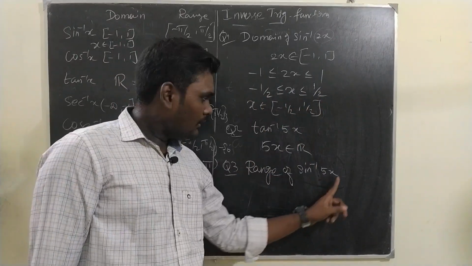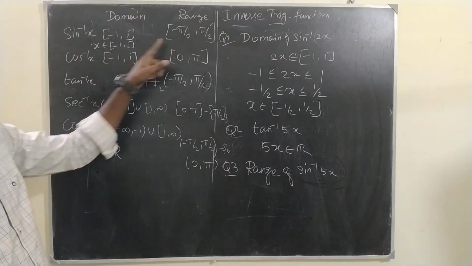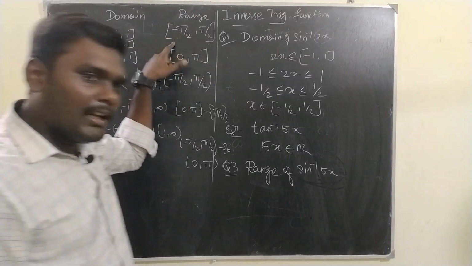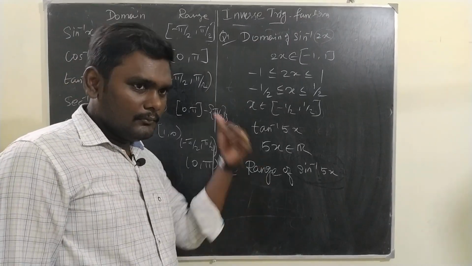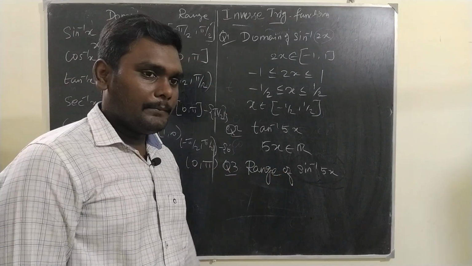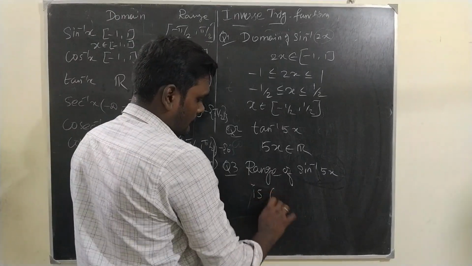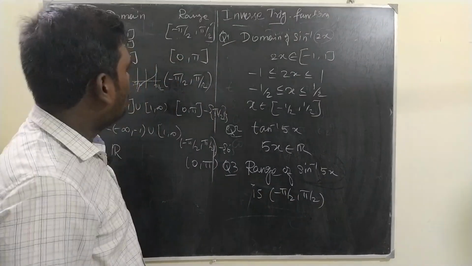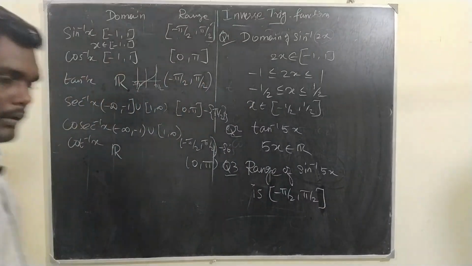When it comes to range, it is the whole thing fully. So when I say sine inverse of x has the range minus pi by 2 comma plus pi by 2, whatever is substituted in place of x, the value will fall inside this only. Then sine inverse of 5x also falls in minus pi by 2 comma pi by 2. Both included, yes. You got it?